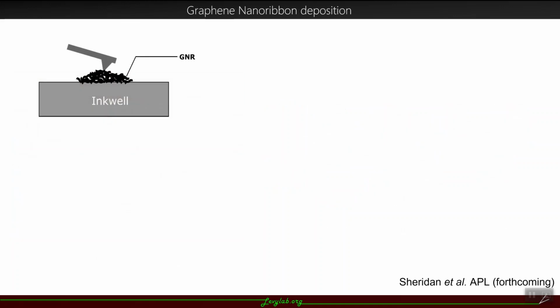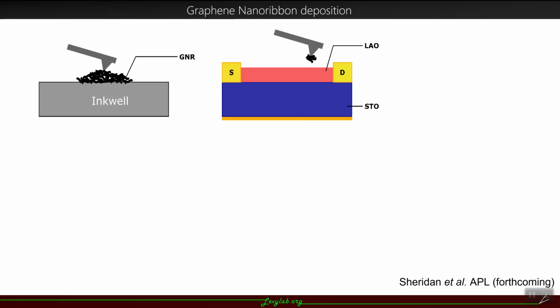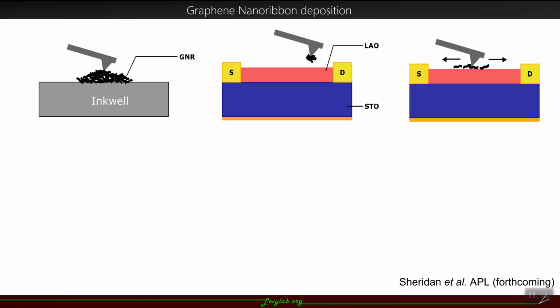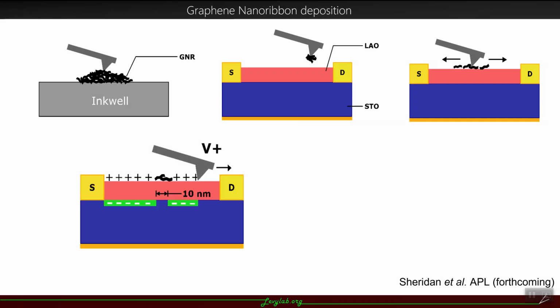We've developed a method to deposit these nanoribbons on the LAO surface. We begin with an inkwell, so we place some of this GNR powder on a substrate. Here we use an LAO-STO substrate. Then we bring an AFM tip into contact with the inkwell, and we scan the tip in contact mode to pick up some nanoribbons. We then move the tip to the desired surface and scan in contact mode again. When we do this, the tip sheds nanoclusters of nanoribbons.